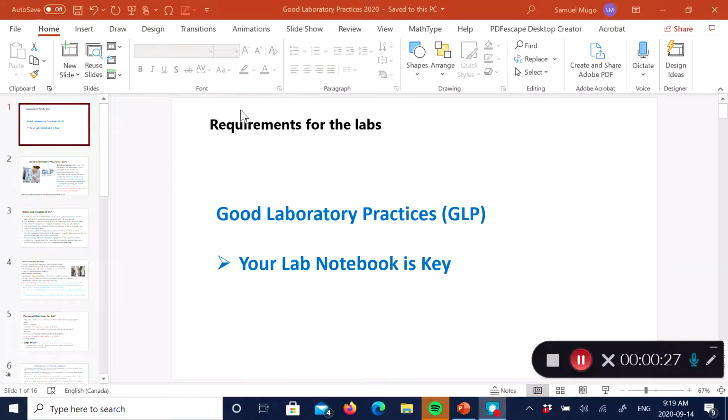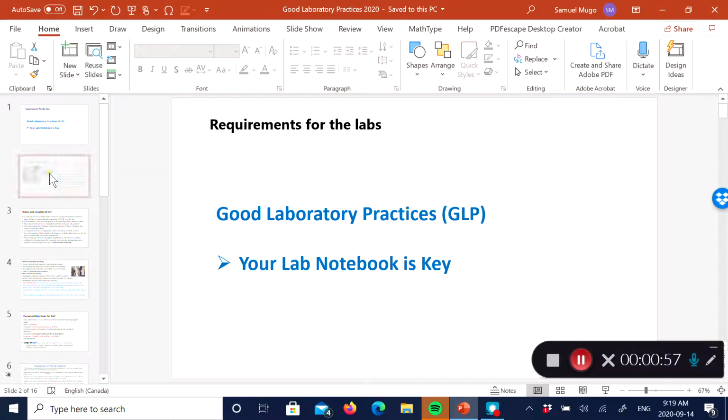Chances are, if you end up going for an interview in an industrial lab, you will be asked a question, what is GLP? And so GLP stands for Good Laboratory Practices. Now, the emphasis of my lecture today is the importance of the lab notebook as a major component of the good laboratory practices.